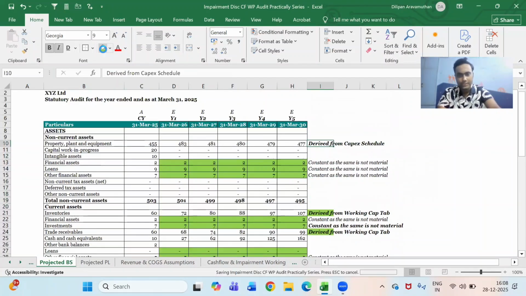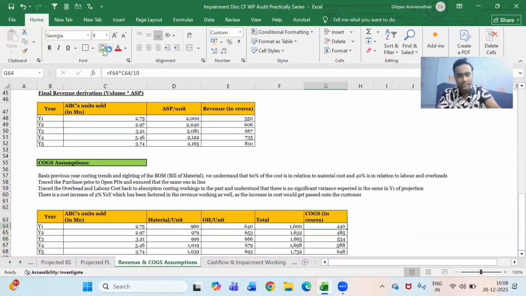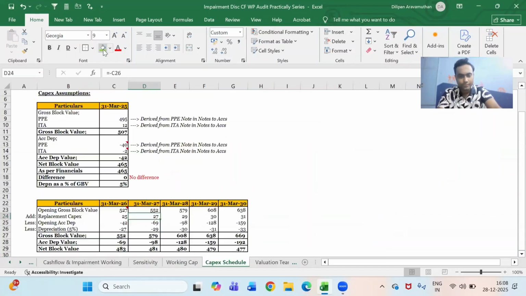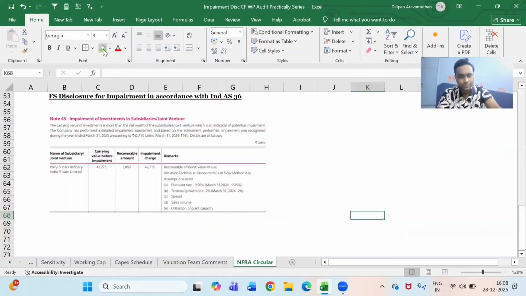Just a moment, guys. Let's move to our Capex schedule and look at the workings. Sorry, just a moment.